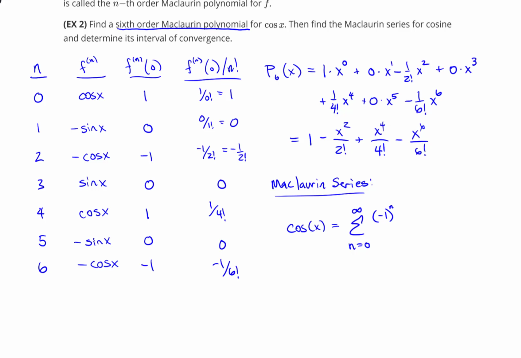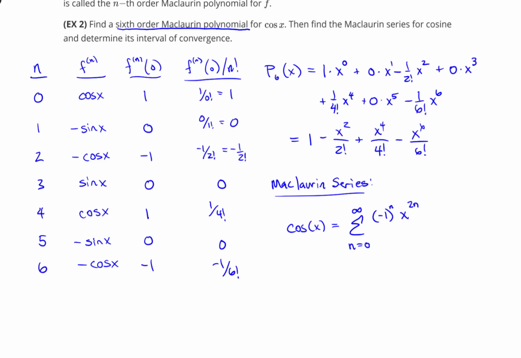There is a factor of x to an even power in the numerator. To ensure we have an even power, I think we're going to have to do x to the 2n. And let's see if that works. So if n is 0, x to the 2 times 0 would be just 1, because that's just x to the 0.